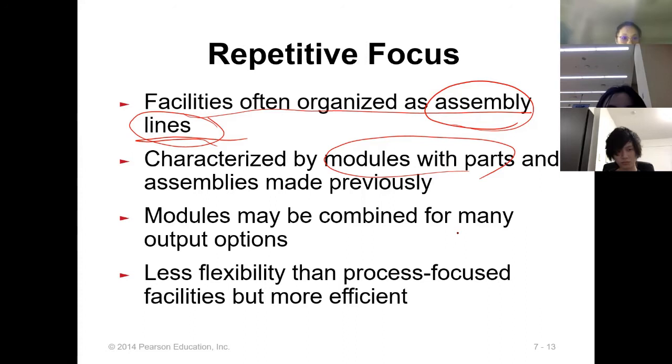So it is less flexible because it's already fixed, because you have an assembly line. It is less flexible than process-focused facilities. But of course, it is much more efficient and much easier to schedule. Schedule means you can actually schedule your production run and your daily production output according to your plans. Okay.